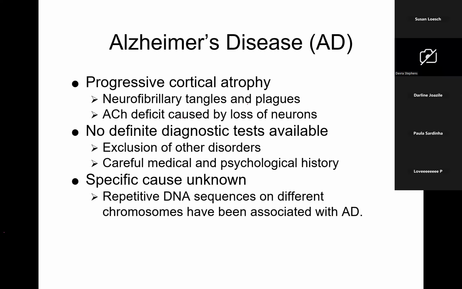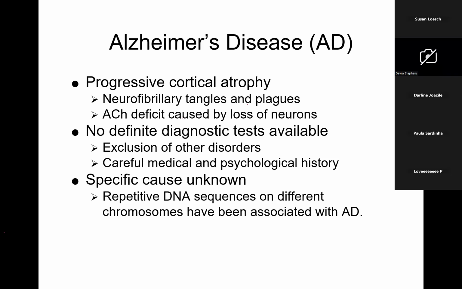We have a progressive loss here of intellectual function that interferes with work, relationships, and personal hygiene. Personality changes include lack of initiative, repetitive behavior, impairment in judgment, lack of problem solving abilities. So we'll have progressive cortical atrophy. So that means the cortical area is shrinking in size. That causes dilation of the ventricles, widening of the sulci.